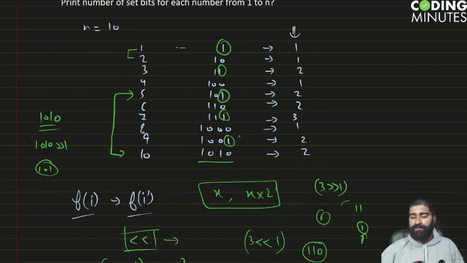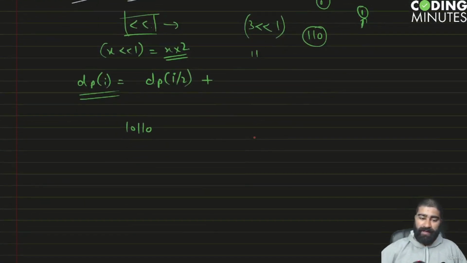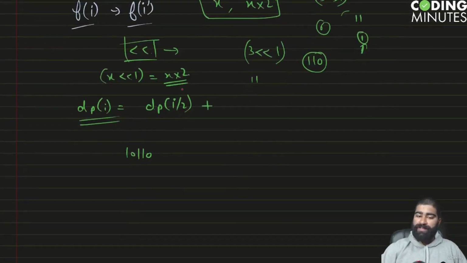I just took this question from an educational perspective only, because this will tell you a lot about left shifting, right shifting, dividing by 2 and multiplying by 2, and the specialty of the last set bit. As we can see, every alternate number has the last bit set. So this is nothing but odd numbers. Every odd number will have the last bit set, right? So what I can do is I can simply say dp of i is equal to dp of i by 2, because those bits are the same, right?